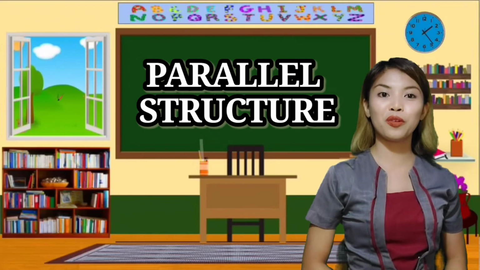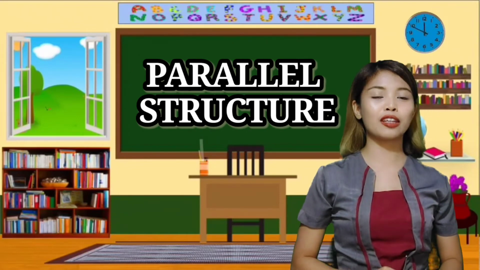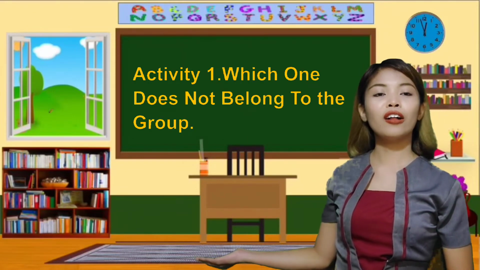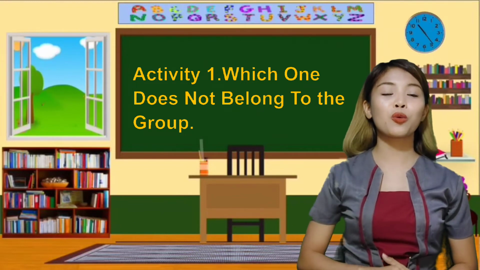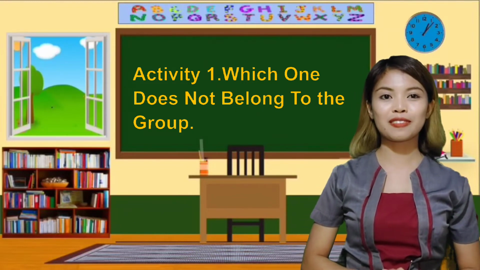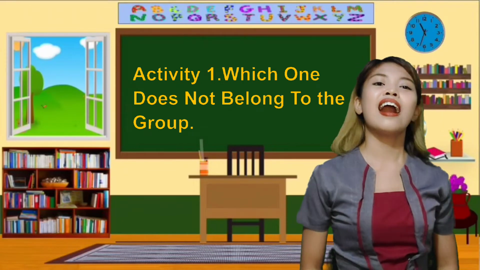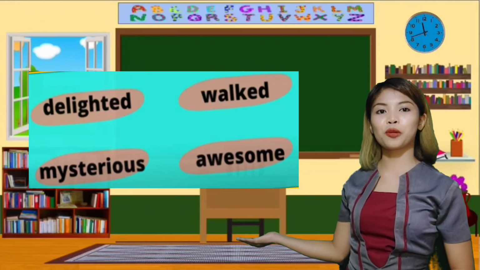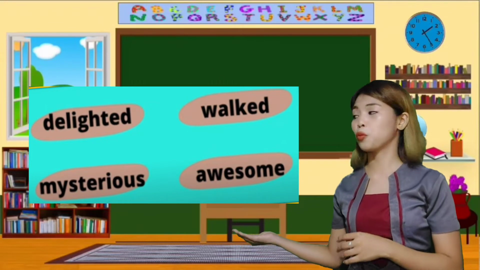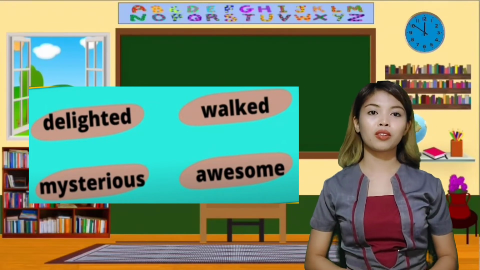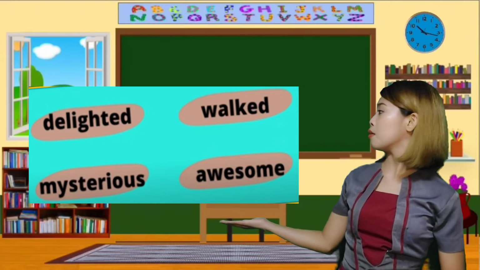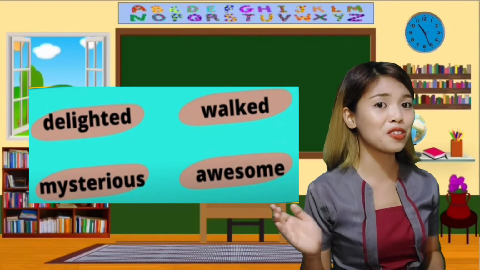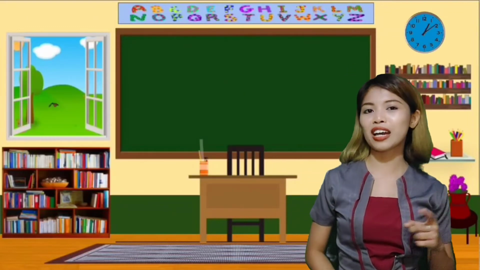Now, as we go through with our lesson, for you to be able to understand the parallel structure, here is the activity. All you need to do is to analyze which one does not belong to the group. Do you know how to analyze? I know that you can do it. Here are the set of words which you are going to identify, which one does not belong to the group. Here is the first set of words. I am excited to know if your answer is correct. I know that you get it right.